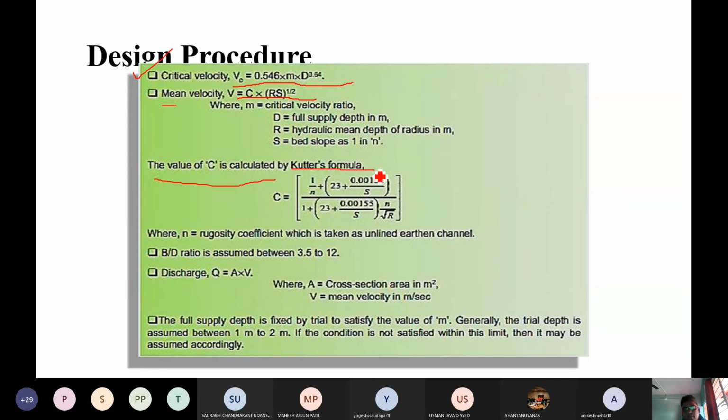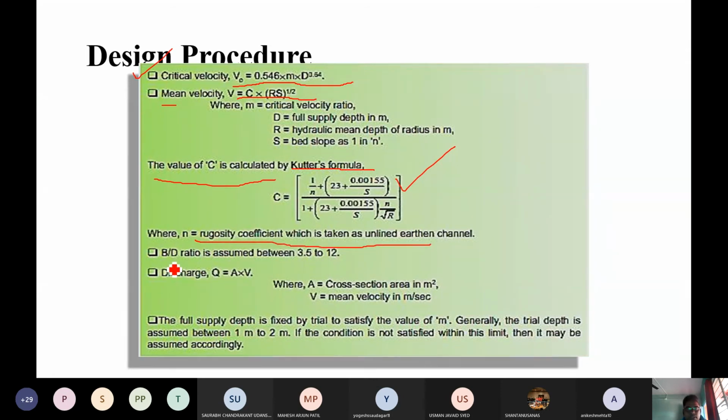So the Kutter's formula, Kennedy has given more importance to this Kutter's formula. C is equal to 1 by N plus (23 plus 0.00155 divided by S) in the numerator. In the denominator, you write 1 plus (23 plus 0.00155 by S) into N by root of R. N is the rugosity coefficient.